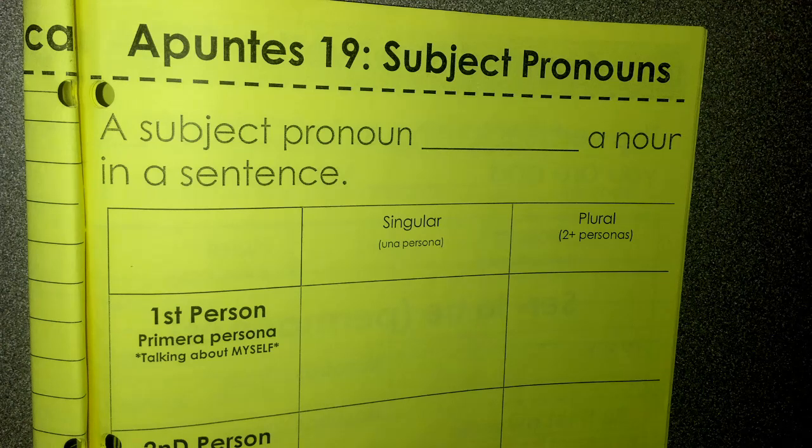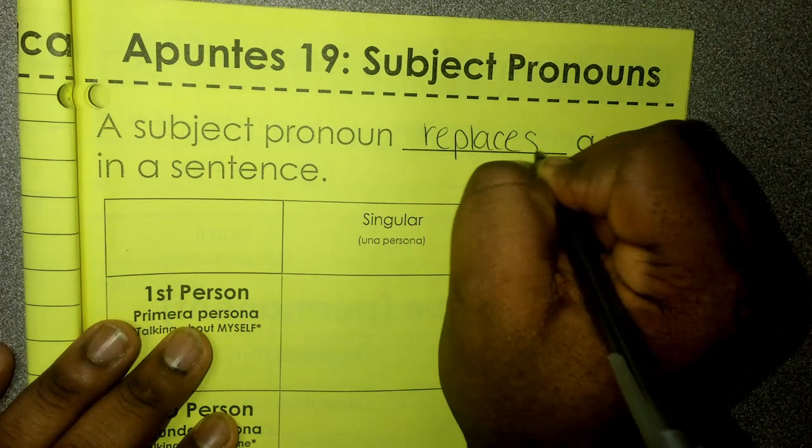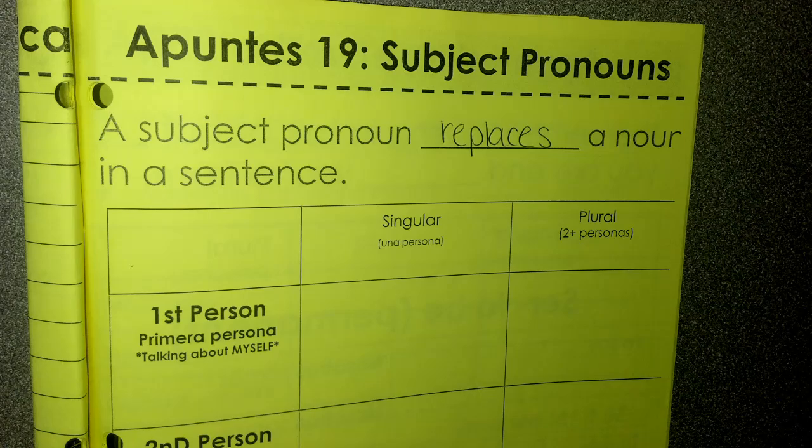Does that make sense? Thumbs up if that makes sense. Thumbs in the middle if you're like, huh? Thumbs down if you're like, yo, I'm lost. Okay, muy bien. So the definition of a subject pronoun is a subject pronoun replaces a noun in a sentence. That's it. So a subject pronoun replaces a noun in a sentence.